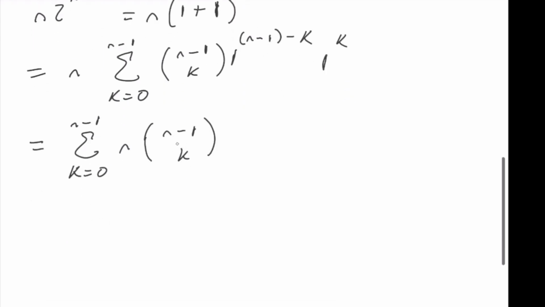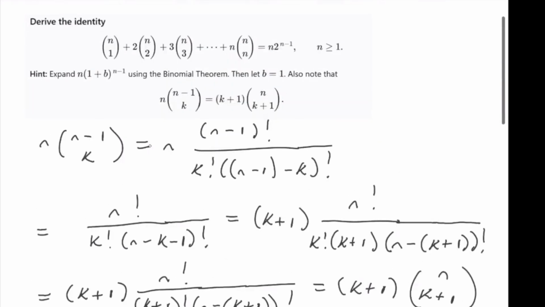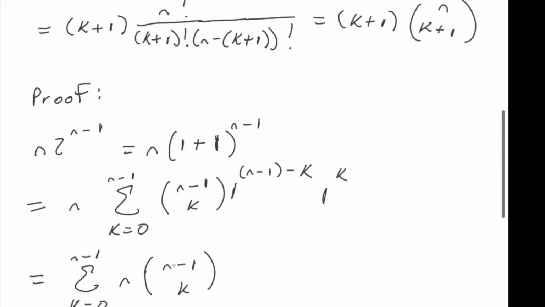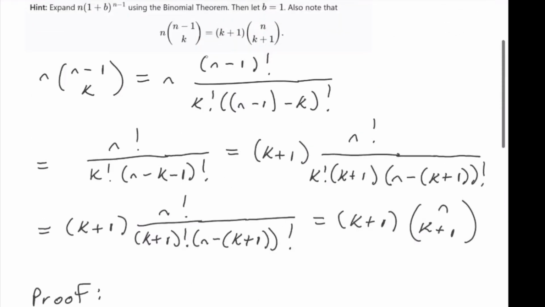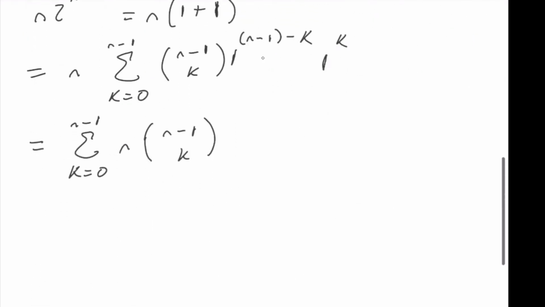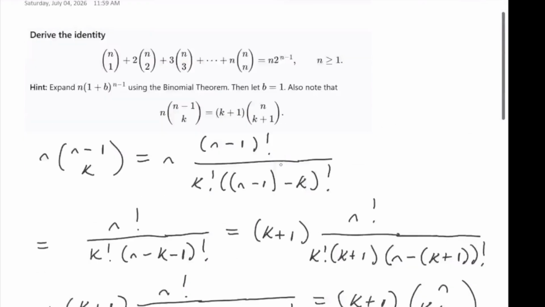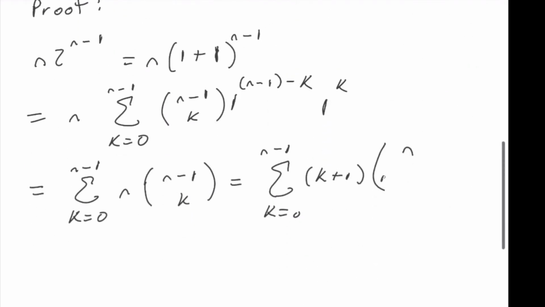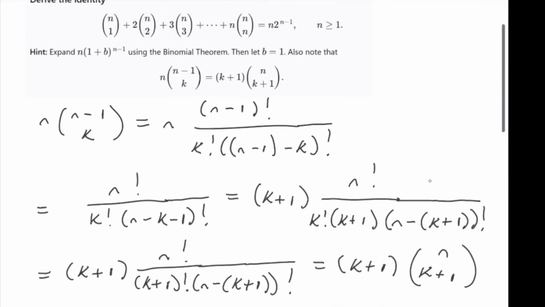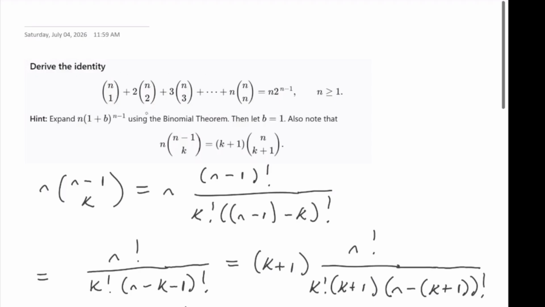Now let's go ahead and use what we got. We have n times n minus 1 choose k, and that's equal to this expression here. So this is equal to k plus 1 times n choose k plus 1. And now let's go ahead and expand it, and it's going to show that the expansion is this here.